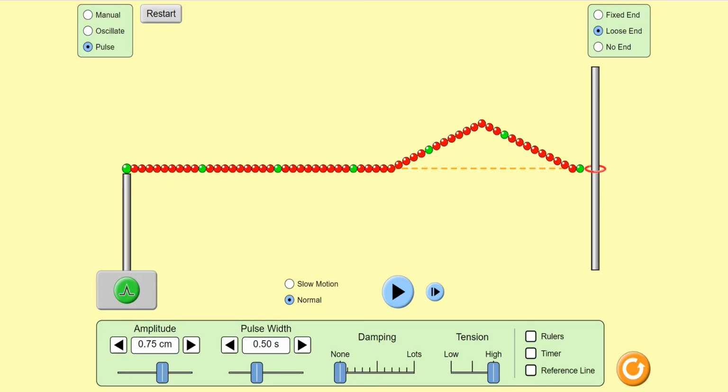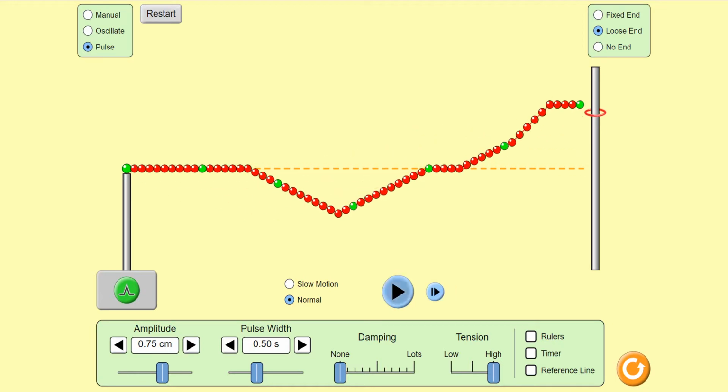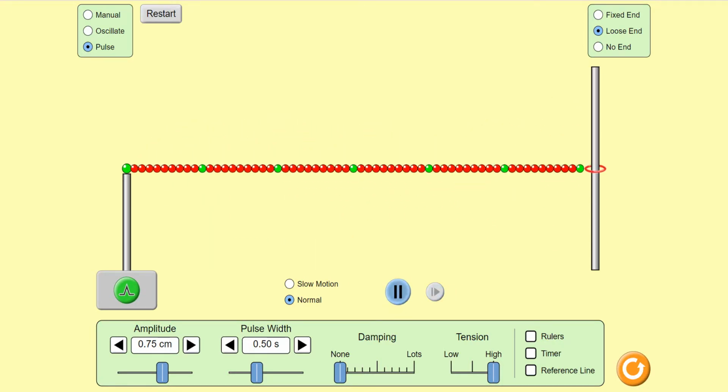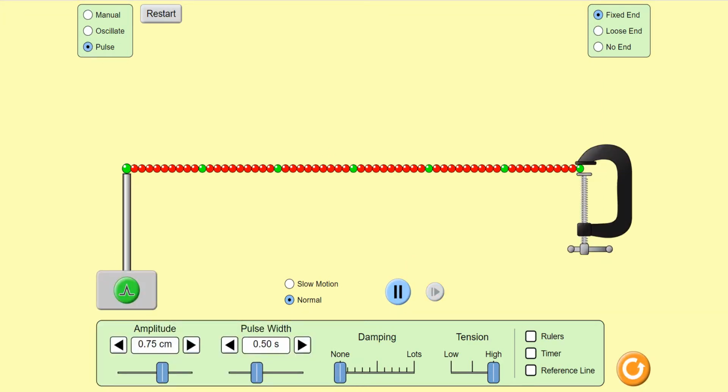I'm going to trigger another wave, and what I want to see is the interaction between this wave and the wave afterwards. So I just press another pulse here. Sorry, it's a little bit too fast. Okay, we need to restart here. Let's try again. Okay, so pulse, no damping.